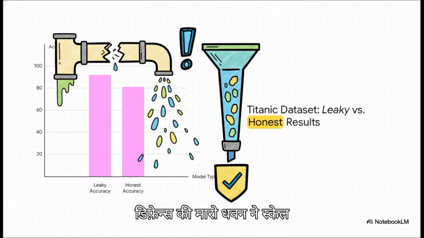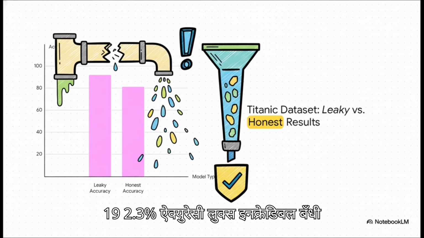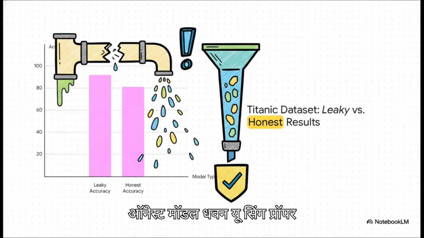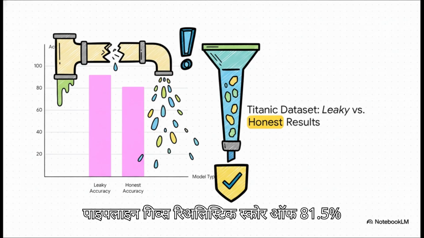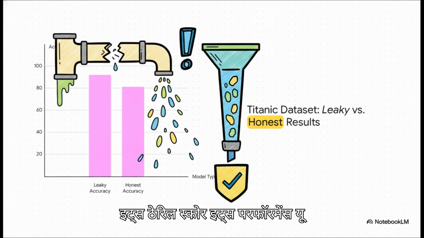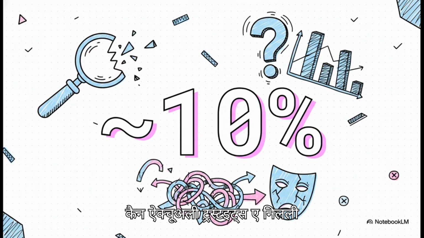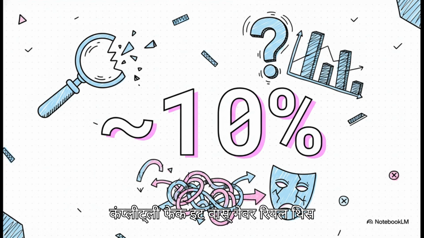The leaky model, the one that scaled the data before splitting, is reporting a stunning 92.3% accuracy. Looks incredible, but the honest model, the one using a proper pipeline, gives us a realistic score of 81.5%. That is a huge drop, but it's the real score. It's the performance you can actually trust. That's a nearly 11% accuracy boost that was completely fake. It was never real. This is the magnitude of the lie that data leakage tells you.